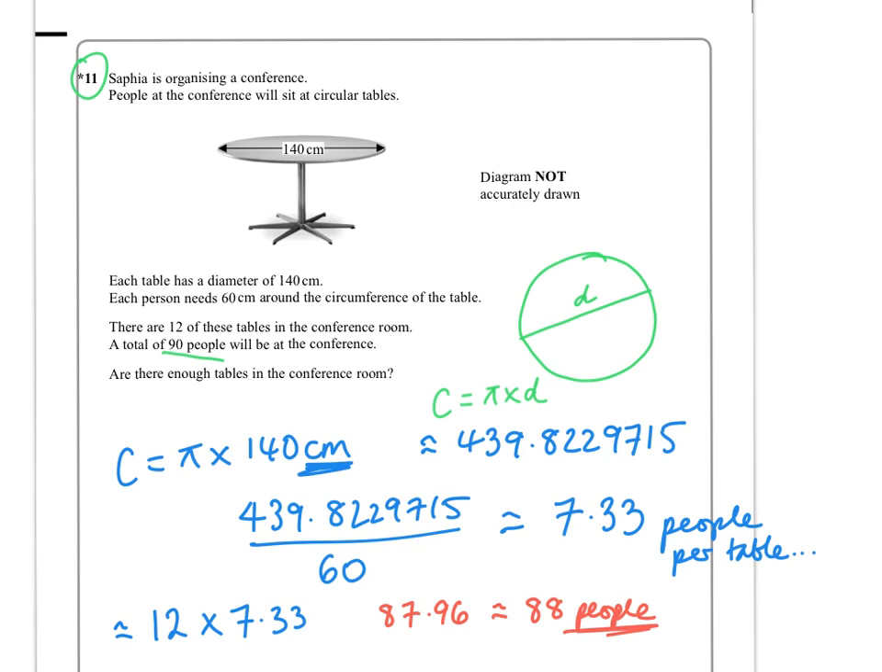Because my logic tells me they're not strictly going to have 60 centimetres around the circumference of the table, but we've got to go with that. So we're hovering around the 88 mark. Safe to say 87, I guess, is probably better. But we're not going to hit the 90, are we? So there's not going to be enough tables to suit the criteria that we wanted. So I would say you'd need an extra table. So 13 tables needed.